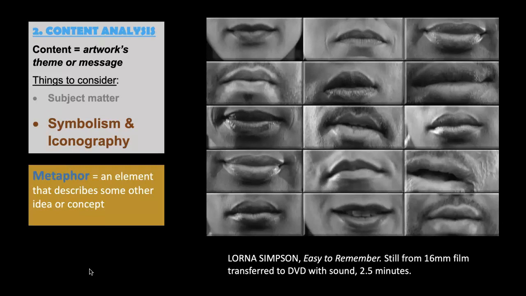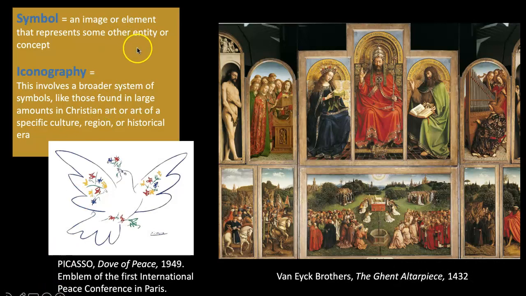Now, symbols are an image or element that represents some other entity or concept. Symbols can be affected by culture or by context. A dove can mean peace on a flag. So politically, it has that interpretation. However, in a church altarpiece that you see on the right, a dove can represent the Holy Spirit. There's a small dove right above here in this large-scale altarpiece. So its interpretation in Christianity is different.